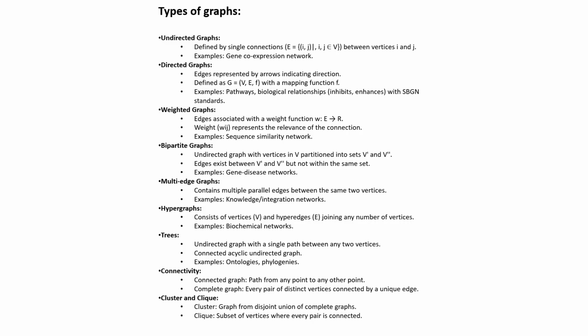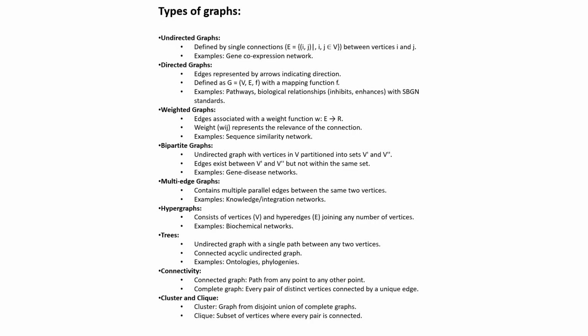An example of this is a gene disease network. One set of nodes will be genes, your other set of nodes will be diseases, and your edges will go from genes to diseases or diseases to genes, whichever suits. But they will not be found within the gene set or within the disease set. So that's a good example of a bipartite graph.